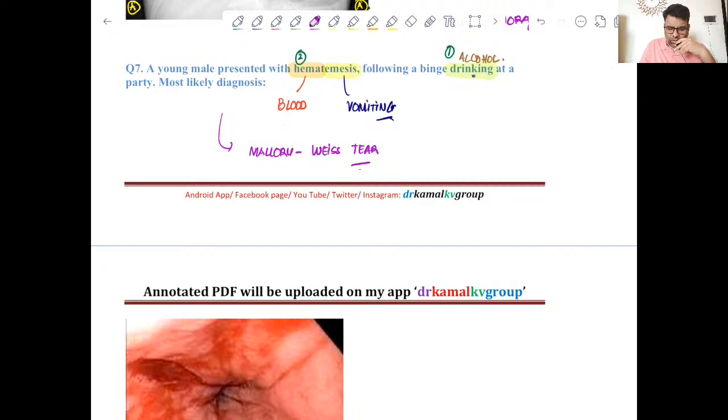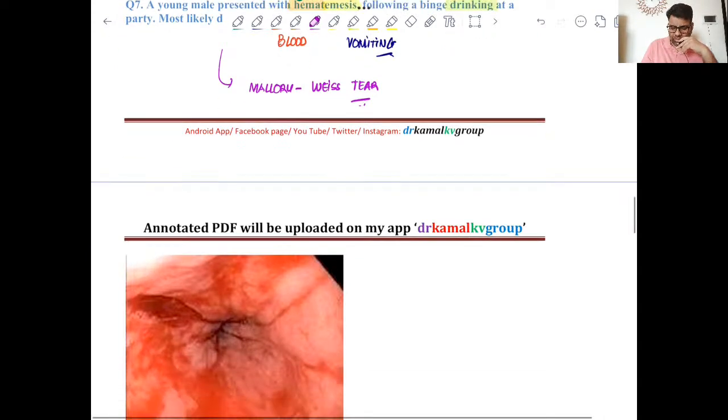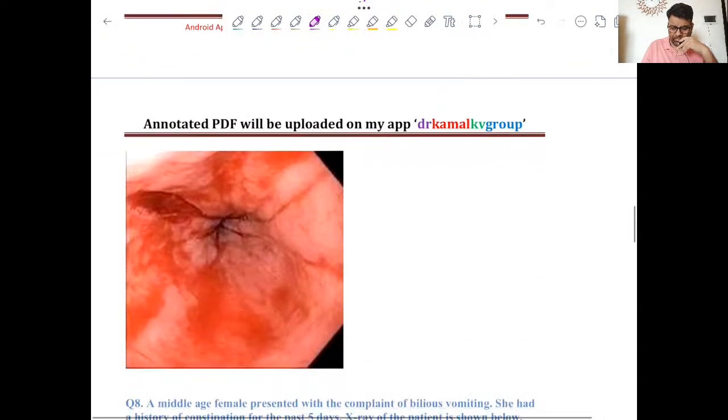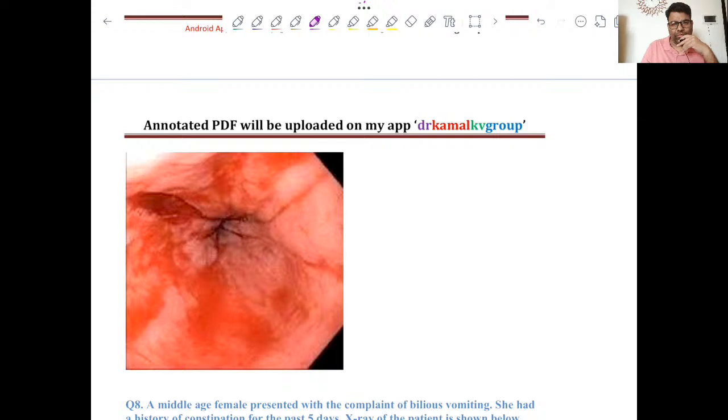Clear? So I am also highlighting the important points which have to be there in the stem of the question, right? You should not simply go for Mallory Weiss tear based on alcohol drinking. There has to be an associated hematemesis. Clear? So this is Mallory Weiss tear, and how it actually looks if we do endoscopy.